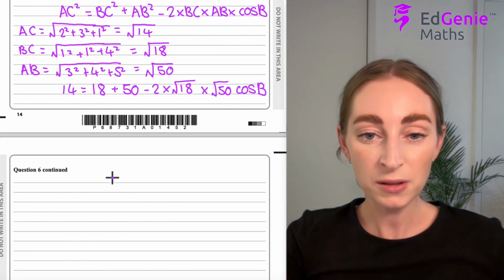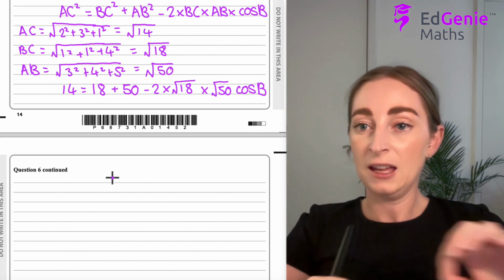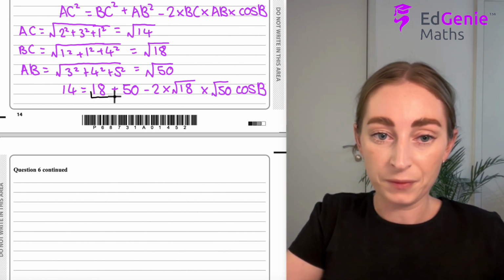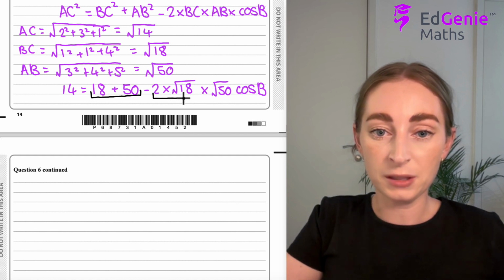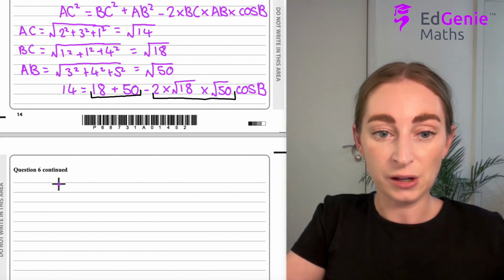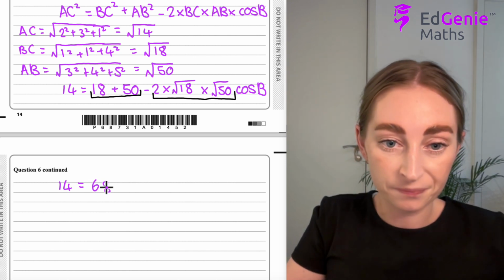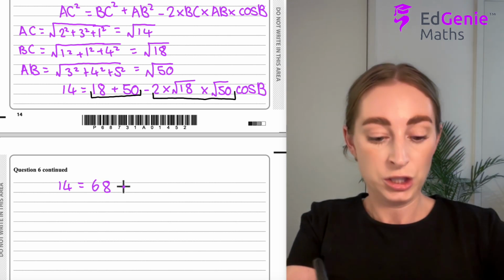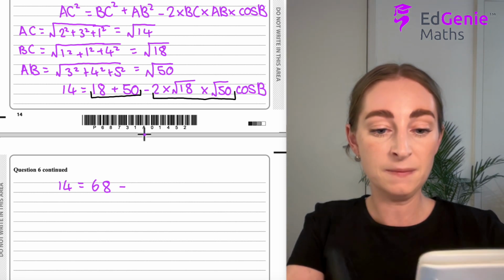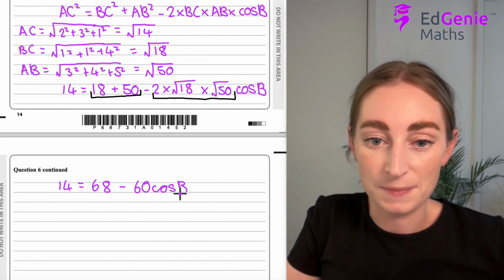Now, when we put this into our calculator, you want to put as many parts in as possible, because if you do a little bit here and a little bit there and then put them together, you're more likely to make mistakes. So I'm going to put all of this into my calculator, and then times that by cos B. So 14 equals 18 plus 50. We don't need a calculator for that. 2 times square root of 18 times square root of 50. Oh, and that's given me 60. How nice. So 60 cos B.